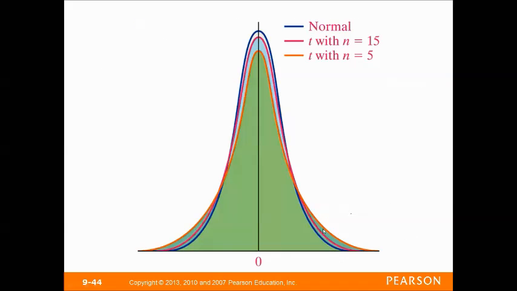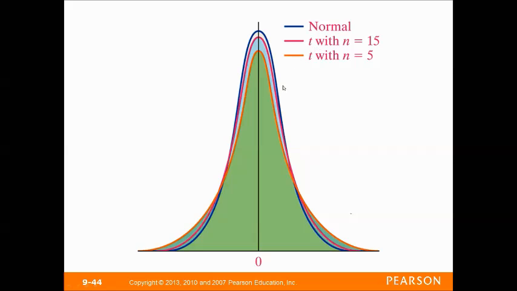And here's the picture I said we would revisit a little bit later on. The blue curve is the standard normal curve. If I look at the t distribution with n equals 5, that's the orange curve. You can see that it's bell-shaped, it's still centered around 0, but it's a little more spread out than the normal curve is. There's more area in the tails.